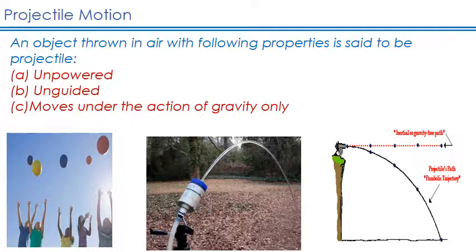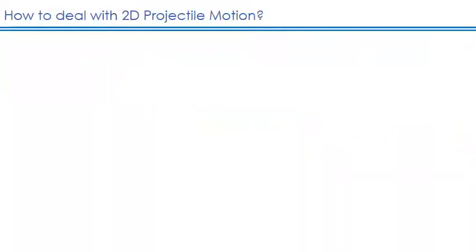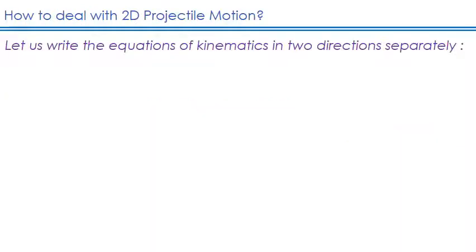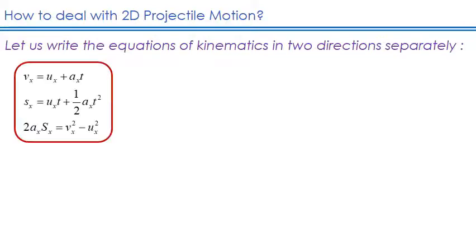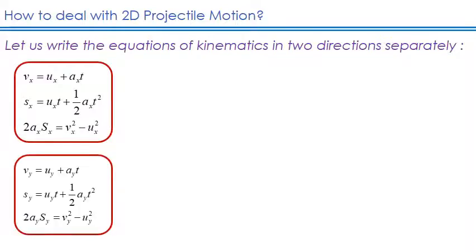This is a two-dimensional projectile. This is also a two-dimensional projectile. So we will focus on two-dimensional motion, which is projectile motion. So how to deal with this kind of motion? Because we have motion in two directions, we write our equations of kinematics in two directions at the same time. You can see I have written all the equations of motion which we have used in one-dimensional motion in two directions separately.